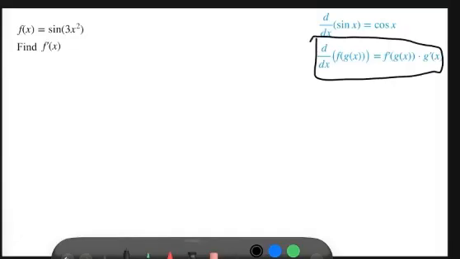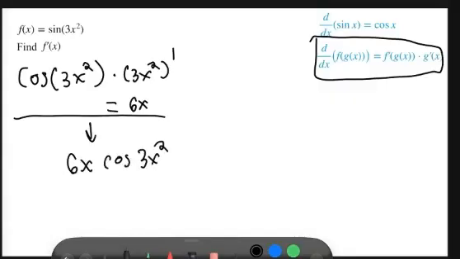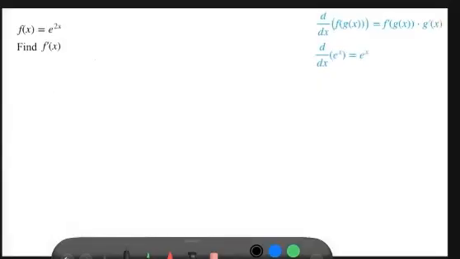First, the derivative of sine u is cosine u, so that gives us cosine 3x squared. And then the derivative of the inside is just going to be 6x. So then, we're going to be left with 6x cosine 3x squared. Okay, that's the chain rule. The derivative of the outside, keep the inside the same, and then multiply by the derivative of the inside.